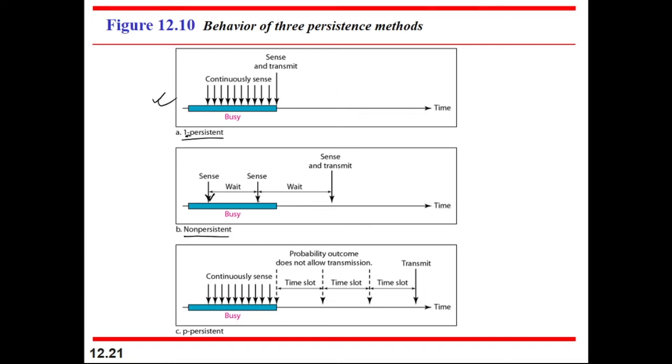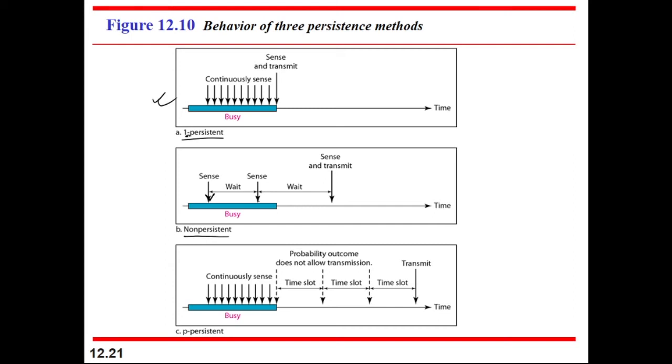If the line is idle, they send. If the line is again busy, they have to wait, and this approach can reduce the chances of collisions. Okay, because they are not sending the data immediately, they are waiting for an amount of time. So that's why the chances of collisions may decrease.